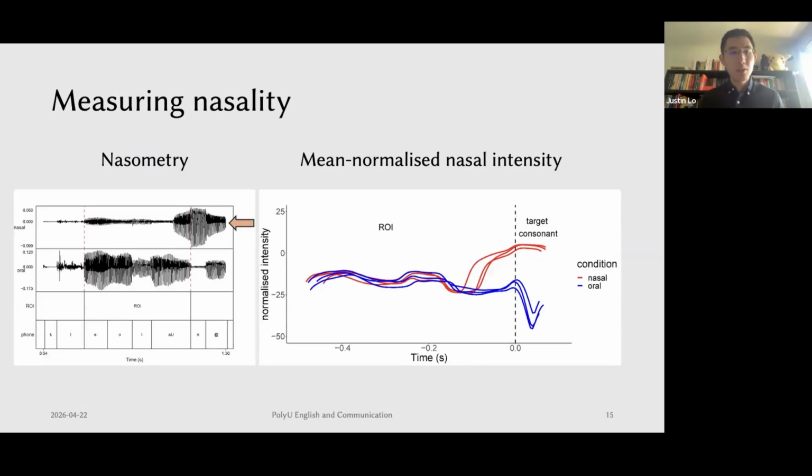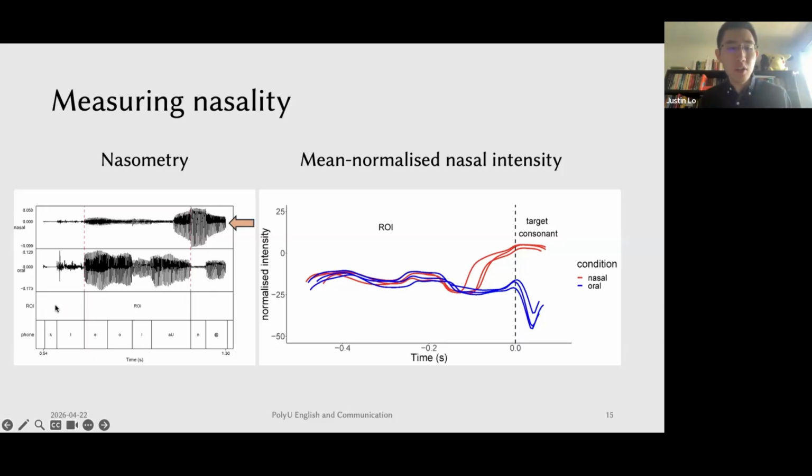We measured nasality using a technique called nasometry, and this is what we're going to be using in the next couple of studies as well. What this does is you have two microphones and a plate in between. One microphone records what's coming out from the nose, and the other records what's coming out from the mouth, and the plate in between separates the signals. So you get this signal on top coming out from the nose, and the signal on the bottom coming out from the mouth.